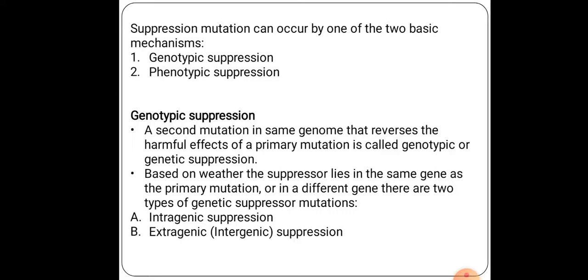And that is known as genotypic or genetic separation. Based on whether the suppressor lies in the same gene as the primary mutation or in a different gene, there are two types of genetic suppressor mutation. On that basis there are two types of genetic suppressor: the first one is intragenic separation and the second one is intergenic or extragenic separation.